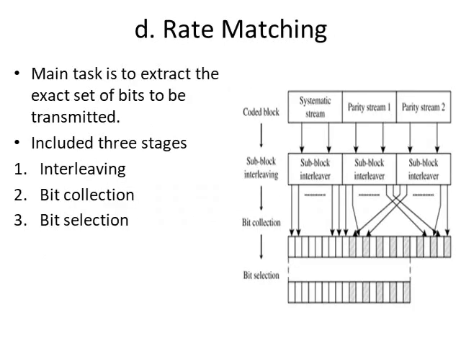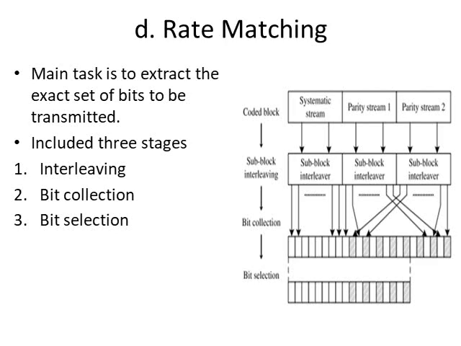The next stage is rate matching. What exactly happens in this block is that we need to extract an exact set of bits that needs to be transmitted to the modulation processing stage.